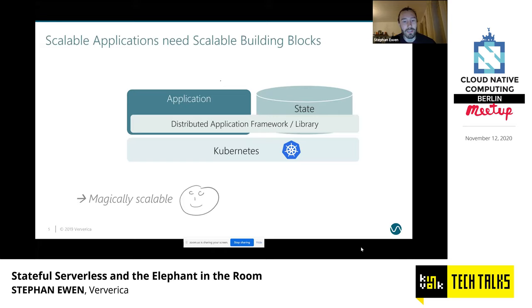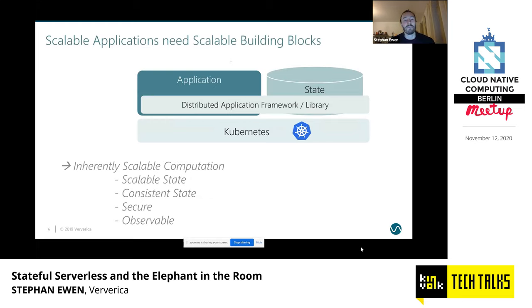So the idea is, can we do something similar to what Kubernetes did on the infrastructure layer, on the application layer, a distributed application framework library that, if we start to use this, not just in our application, but I think we need to think application and state. So think database here as one. If we actually apply this there, can we get something that is, I just put magically scalable there? It's of course not going to be completely magic. Nothing is, but it's just going to put us in a good starting position to build these kind of really easily scalable applications.